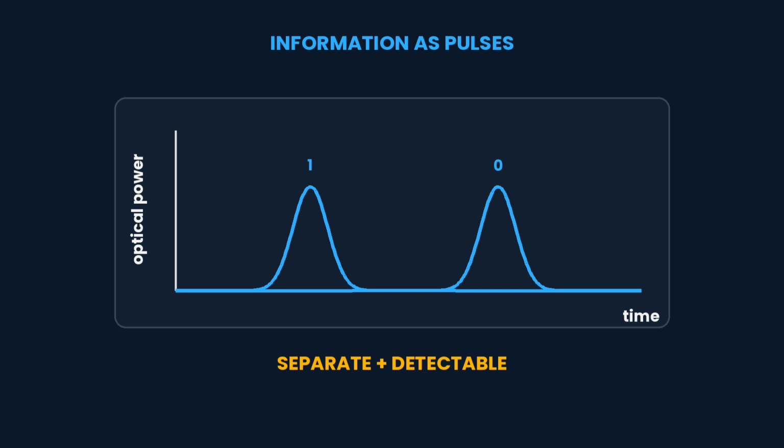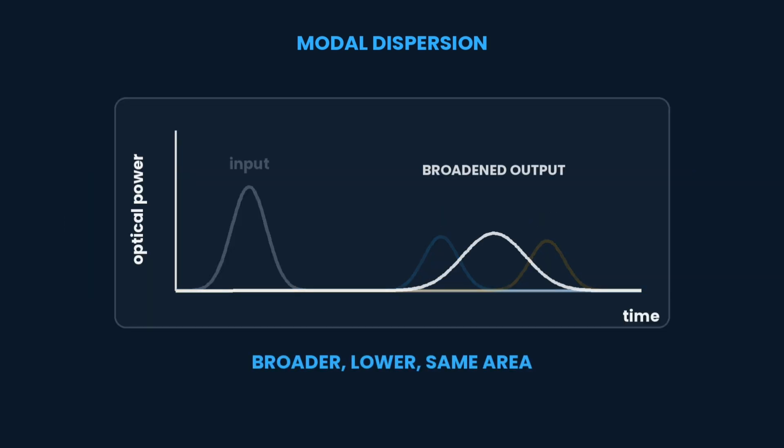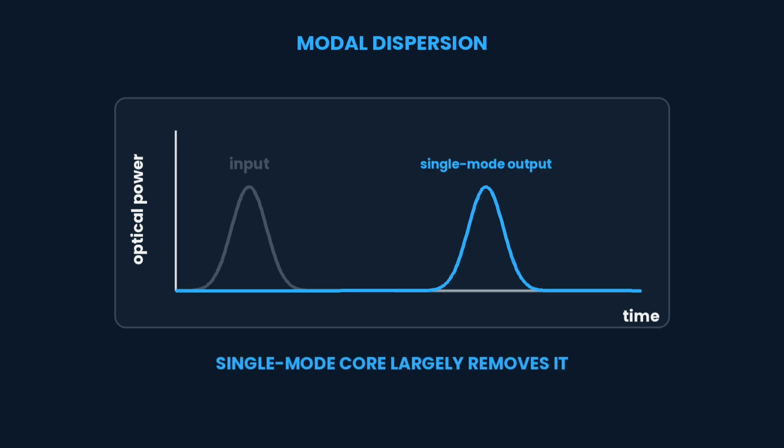Modal dispersion broadens a pulse because different modes follow different path lengths. A near-axial route is shorter than one involving many reflections, so the components arrive at different times. A single-mode core largely removes this effect.